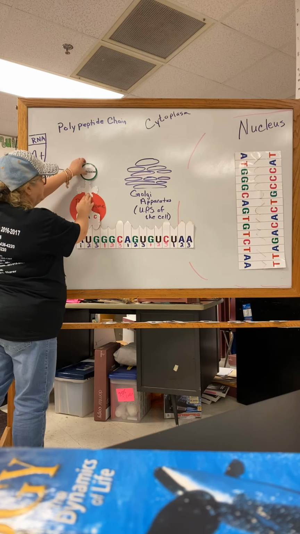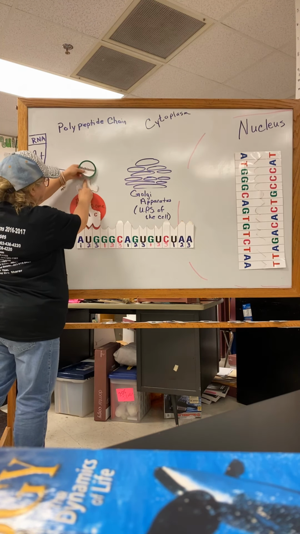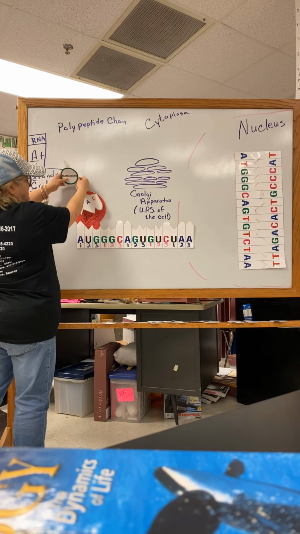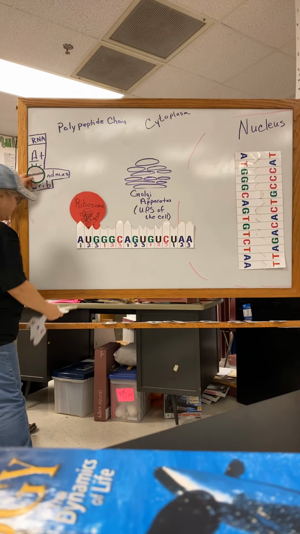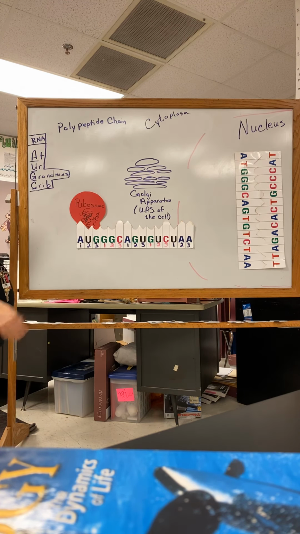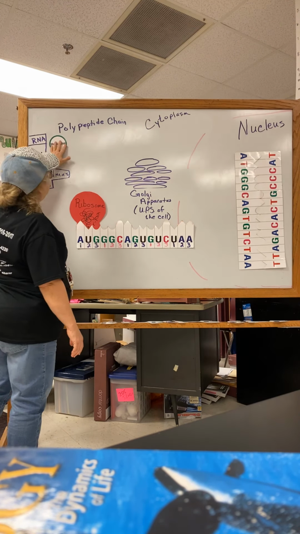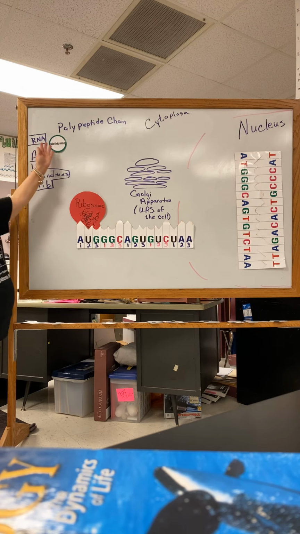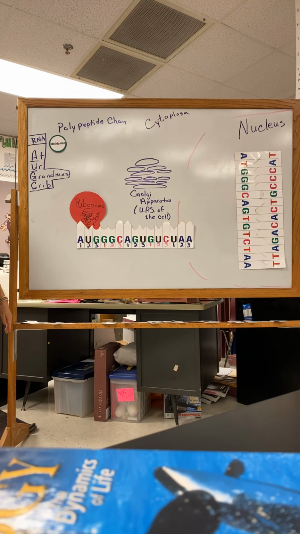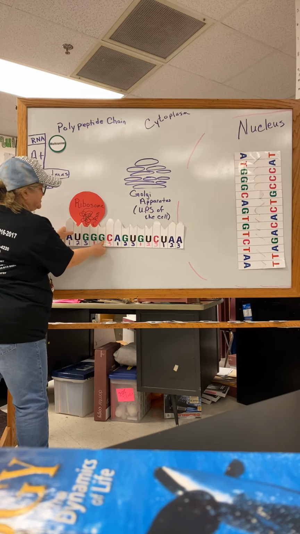So then the next thing that happens is the transfer RNA detaches and it just goes away. You don't have to know what happens there. You just need to know that it's not there. And the amino acid comes up here and starts building a polypeptide chain. All right, so you've got methionine up here.